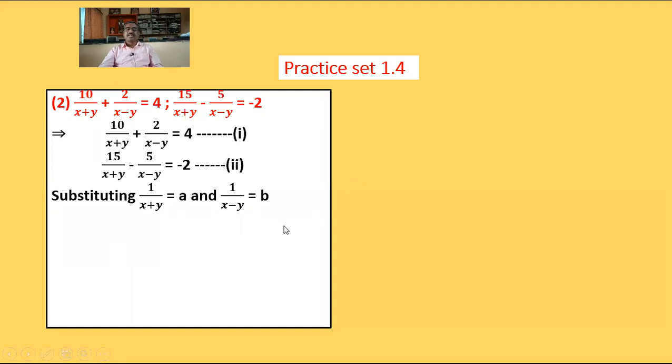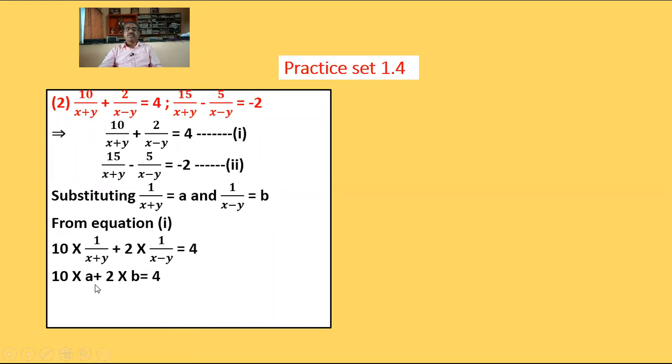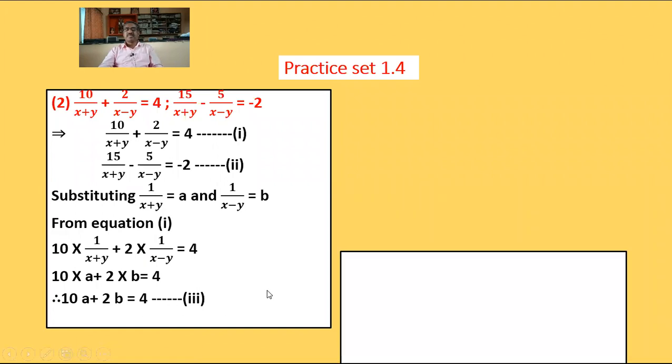We have to consider, let 1 upon x plus y is equal to a and 1 upon x minus y is equal to b. From equation 1, we can write this: 10 multiply 1 upon x plus y plus 2 multiply 1 upon x minus y is equal to 4. Then we get 10 into a plus 2 into b is equal to 4. Therefore, 10a plus 2b is equal to 4. We get equation number 3.